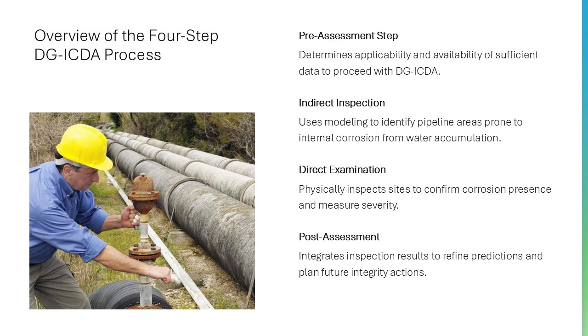The final step, post-assessment, integrates inspection findings to refine corrosion predictions, evaluate pipeline integrity, and establish future actions. This structured approach ensures traceability, consistency, and technical rigor throughout the assessment. Each step builds upon the previous one, reducing uncertainty and improving confidence in the results. The four-step framework also supports continuous improvement, as results from direct examination and post-assessment can be fed back into future assessments. This slide provides a high-level roadmap of the DG-ICDA methodology, helping the audience understand how the individual components fit together into a cohesive integrity management process.